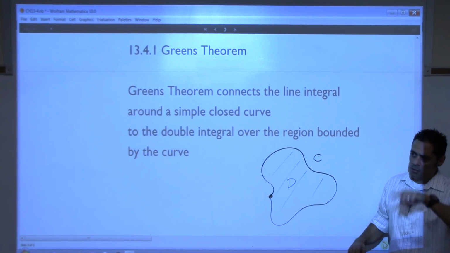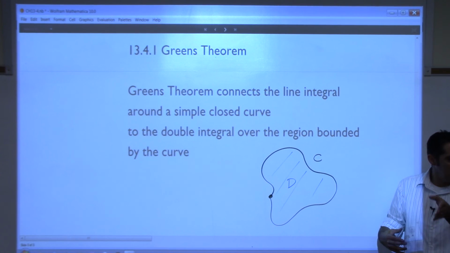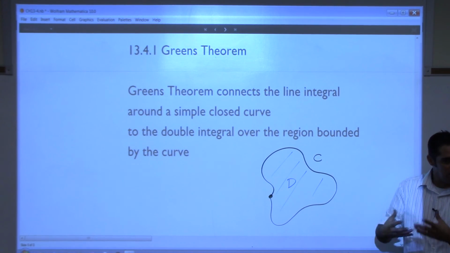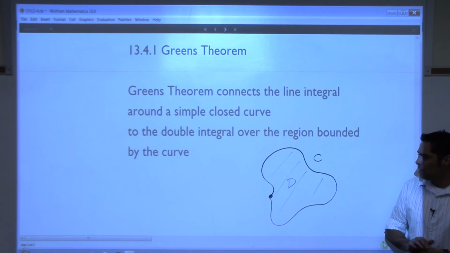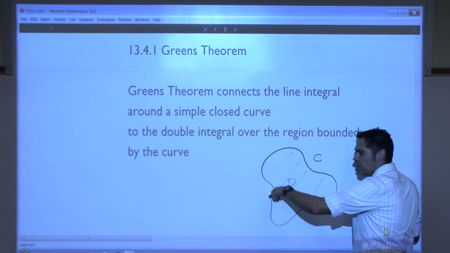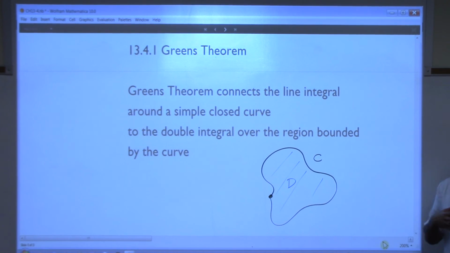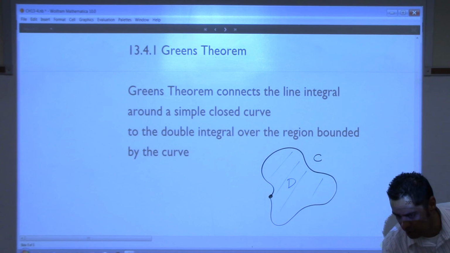So remember, double integrals, you always had to have a region of integration. We started with Cartesian, then we did type 1, type 2, then we went to polar, right? That was the double integral layout of things. Then we went to line integrals and we said, we're going to move along a path and integrate along this path. This theorem ties the two together. They're actually related to each other, which is amazing.